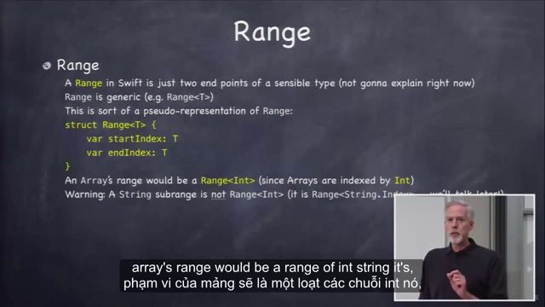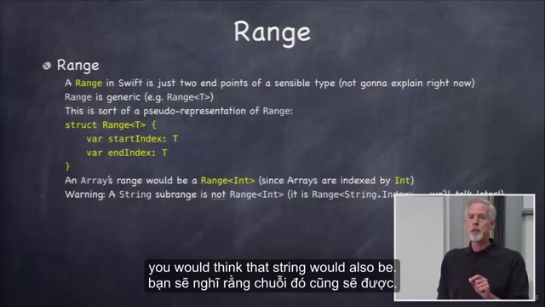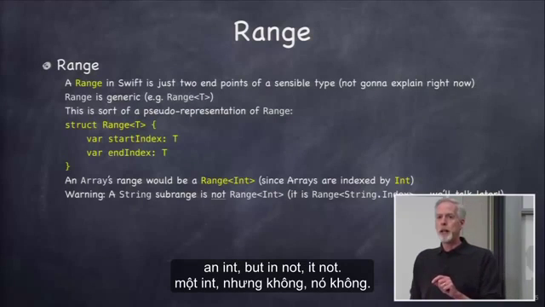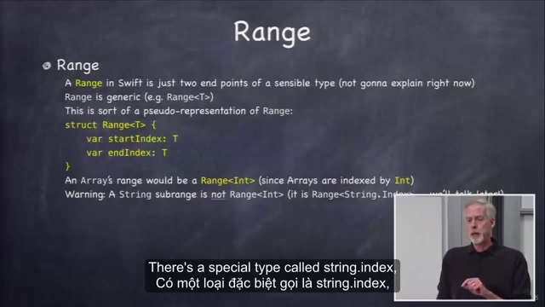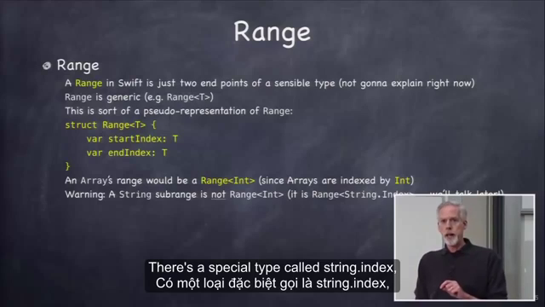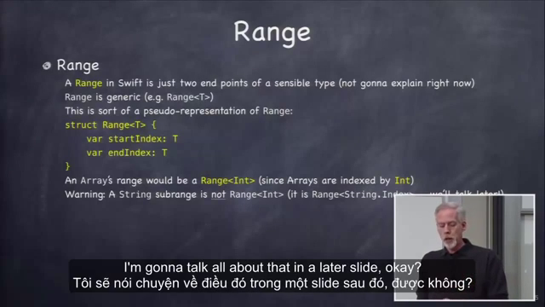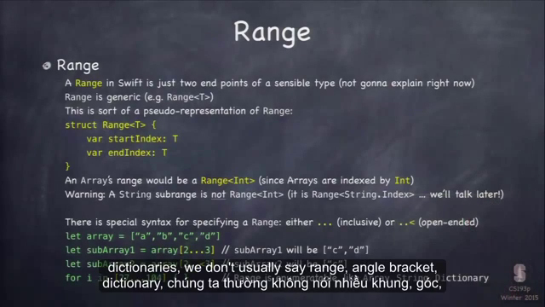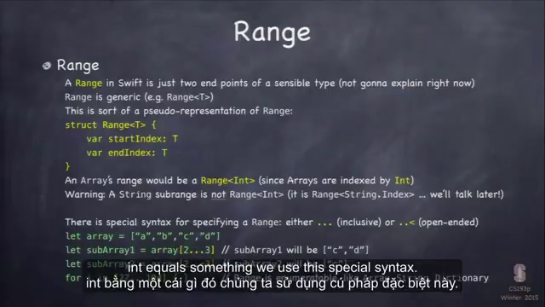String, you would think that subranges of strings would also be specified by an int, but it's not. There's a special type called string.index, which is an index into a string. I'm going to talk all about that in a later slide. Okay? So ranges, just like arrays and dictionaries, we don't usually say range angle bracket int equals something.